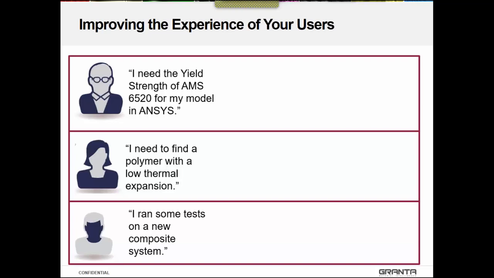Starting with our first user, this is somebody who needs to find out what the yield strength of a particular steel is for their model in ANSYS. So we have that user. We also have another user who just wants to find a polymer with a low thermal expansion, so just wants to play around with some data and look at some information about polymers. Finally, we have our user who needs to just upload or import some data into the system.